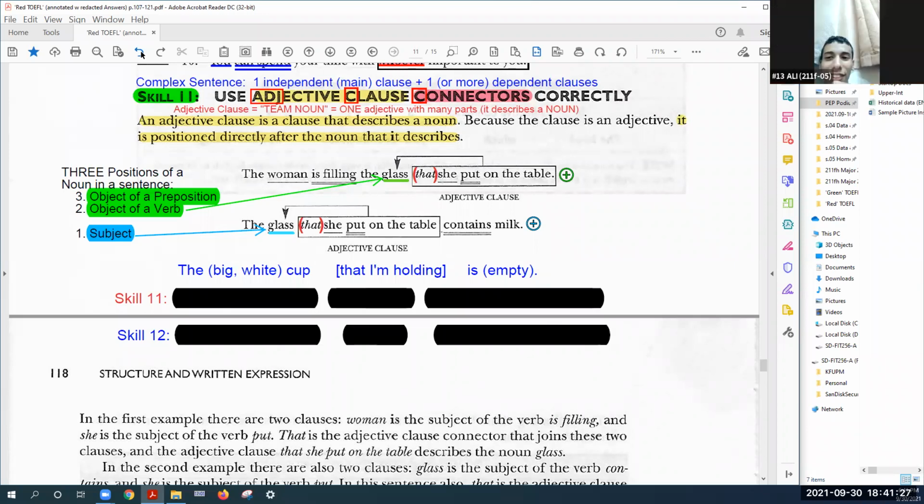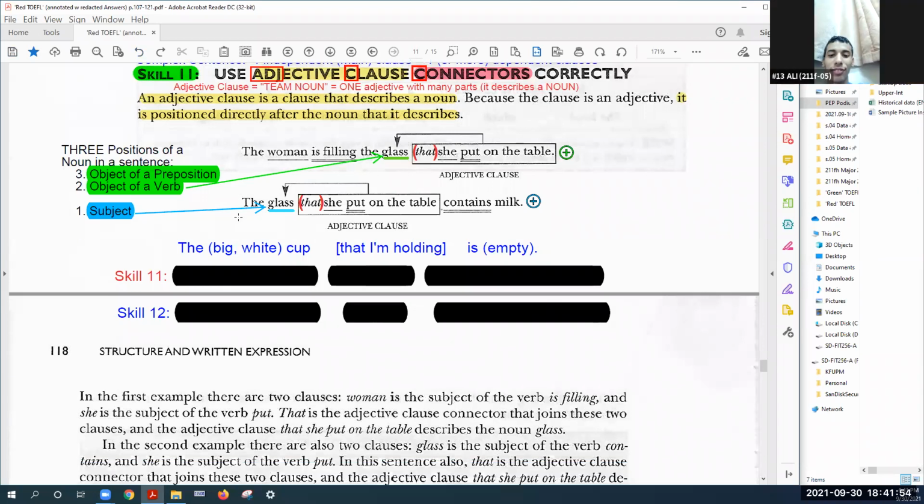Yes. Why is this an adjective clause? The big white cup that I'm holding is empty. Why is it an adjective clause? It describes which cup, right? When I have one on the table, one in my hand, right? The big white cup that I'm holding is empty. All right, do you understand, gentlemen? Yes. Okay. Let's go on.